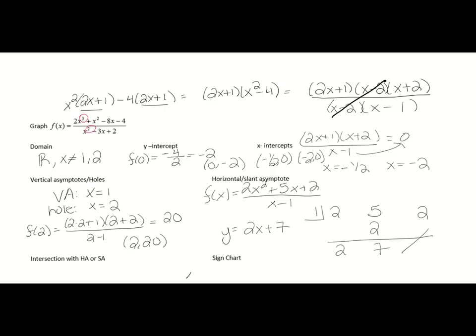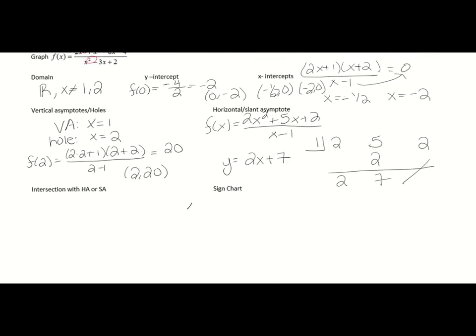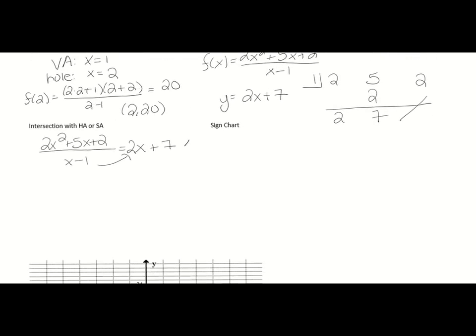Okay, now I want to figure out if this slant asymptote is going to cross my graph. And again, here you can use the simplified version. So again, you're using the simplified version everywhere except for the domain and the y-intercept. So here we have 2x squared plus 5x plus 2 over x minus 1 is equal to my slant asymptote of 2x plus 7. So I need to bring this over here. I need a little bit more space.